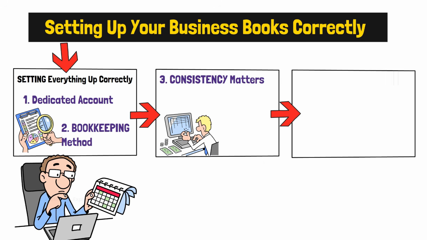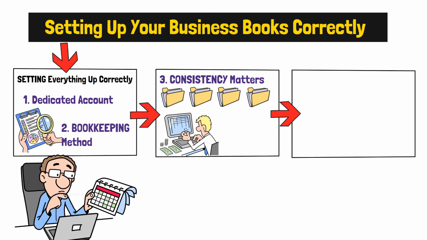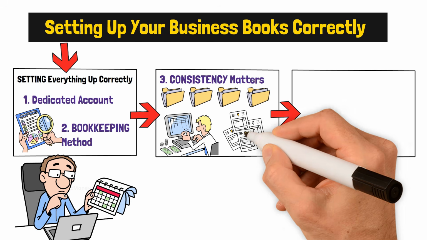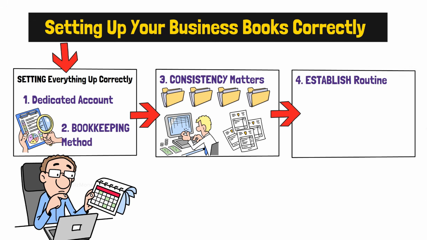Create categories for your income, operating expenses, payroll, rent, utilities, marketing, equipment, taxes, and other common business activities. These categories will help organize every future transaction. Also, establish a routine for saving receipts, invoices, and supporting documents. Digital copies are usually easier to store and search than paper files.